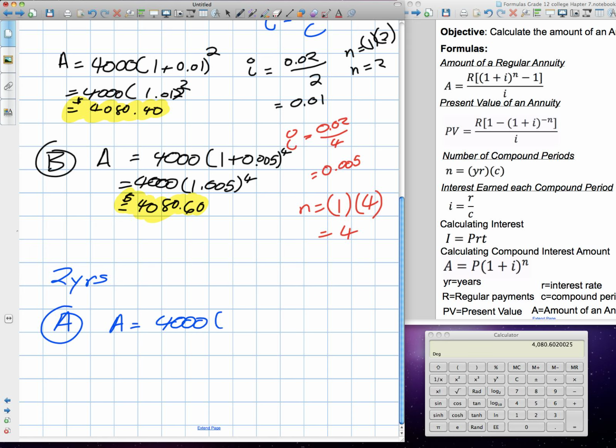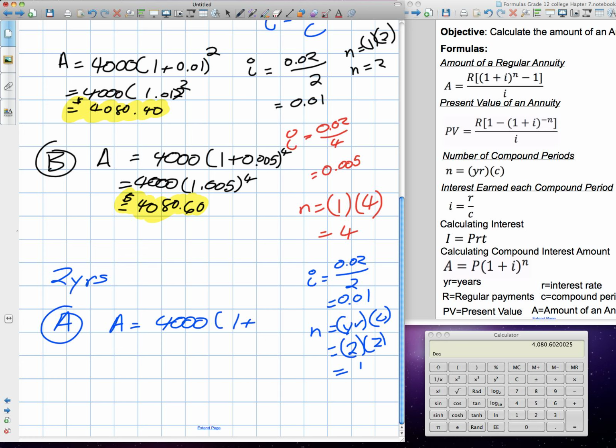1 plus. Our I is going to be different because we have 0.02 divided by 2. We're still doing 0.01. So our interest rate is still 0.01. What's going to happen is our N is going to change. The number of years, remember, it's years times compounding periods. We're still using that semi-annual example, but this time it's over the course of 2 years. So the number of compounding periods is now 4.